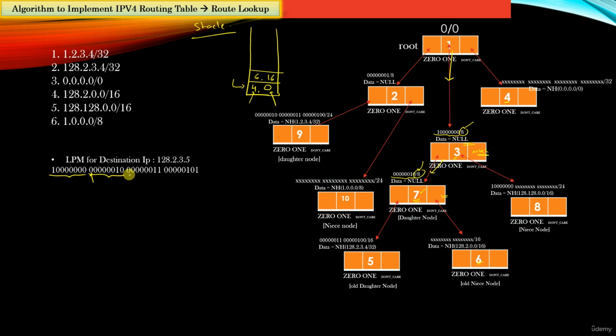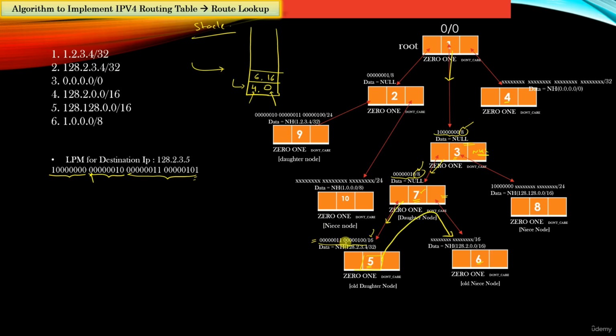Now the next bit of the input string is 0. So we will take the path along the 0th child of the node 7, and we land at the node number 5. The prefix length of the node number 5 is 16, so we are going to match the 16 bits of the input string with the 16 bits of the effective prefix of the node 5, and they do not match, unfortunately. So the moment there is a mismatch, using this stack we are going to backtrack. So we will backtrack, and we will shift our search from the node 5 to the node 6.